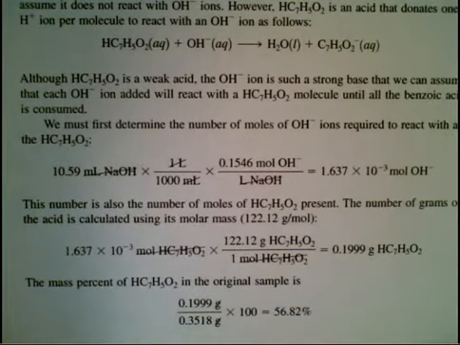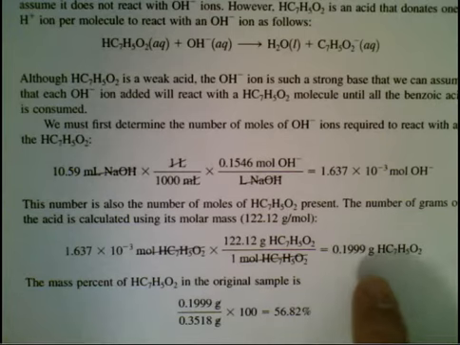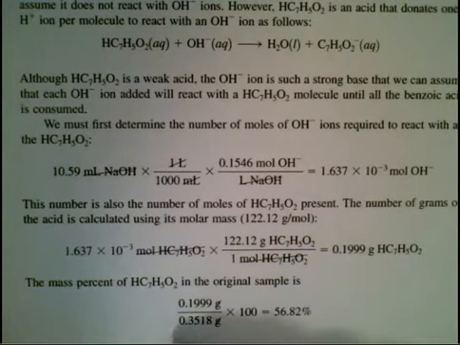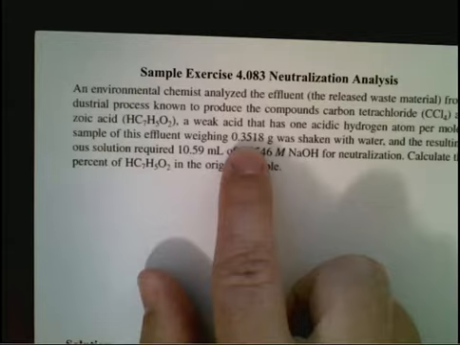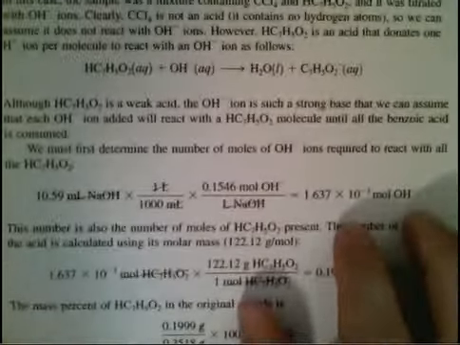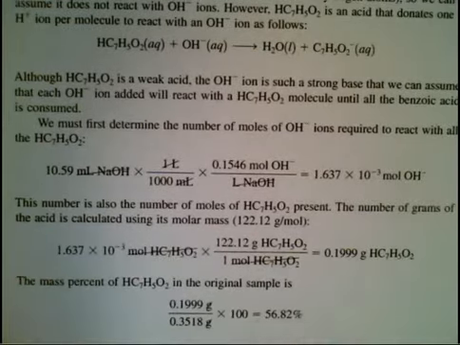Now the mass percent of the benzoic acid of the original sample, right, we just generated the 0.19999 grams. We divide that by the 0.3518 given to us by the problem, generate a percentage of 56.82%.